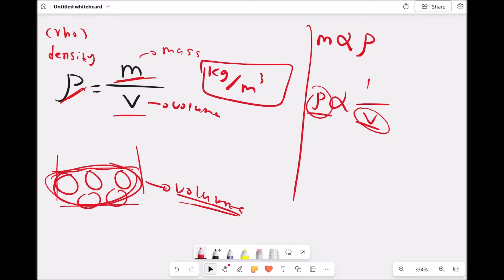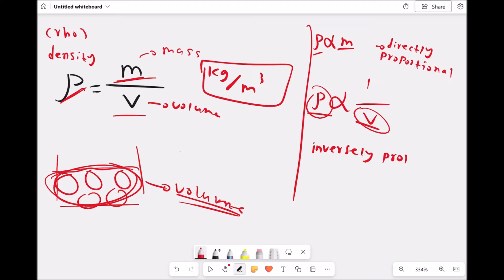So let me write this one here. This one is directly proportional, meaning if mass increases, density is going to increase too. But with volume, it's what? It's inversely proportional. Meaning if volume increases, density is going to decrease. If volume decreases, density is going to increase.